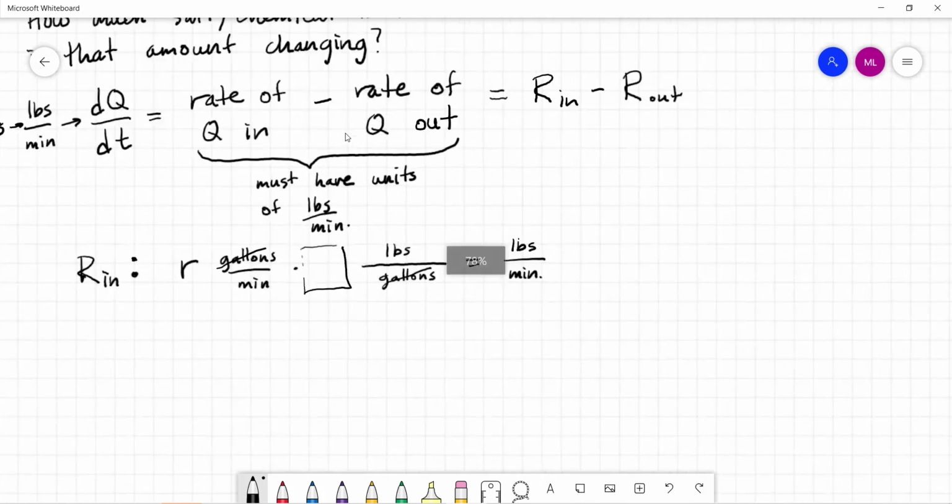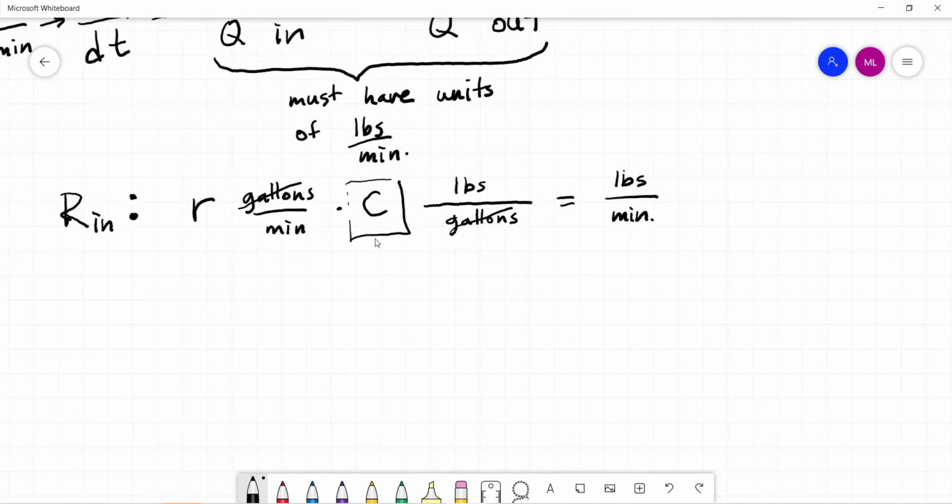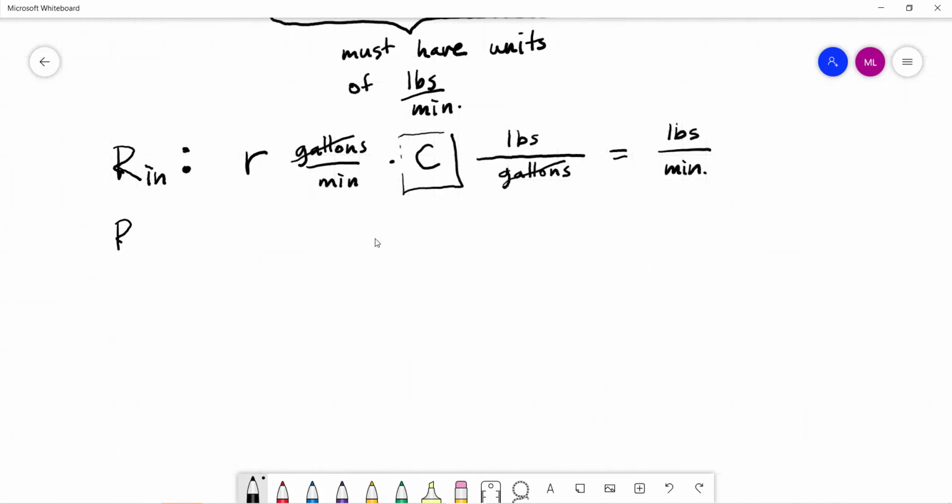So it makes sense that the concentration of our input should relate to how much salt is coming in. If I know how many pounds per gallon are coming in, and I know how many gallons per minute are coming in, then I can multiply those together to get how many pounds per minute are coming in. So our R in is just going to be multiplying R times C, whatever these values happen to be. What is coming out?